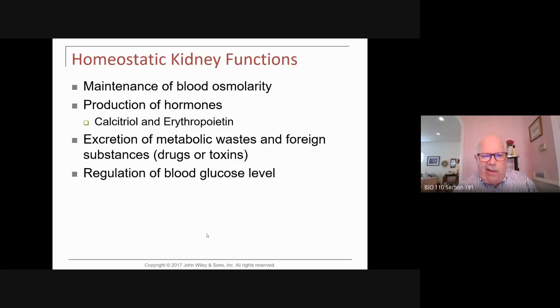But its main function is to excrete metabolic waste. That's what the kidneys do. They get rid of toxins. They get rid of drugs. They get rid of metabolic waste. And in doing so, they regulate your blood glucose levels. And we'll talk a little bit about what's in urine in a few minutes.